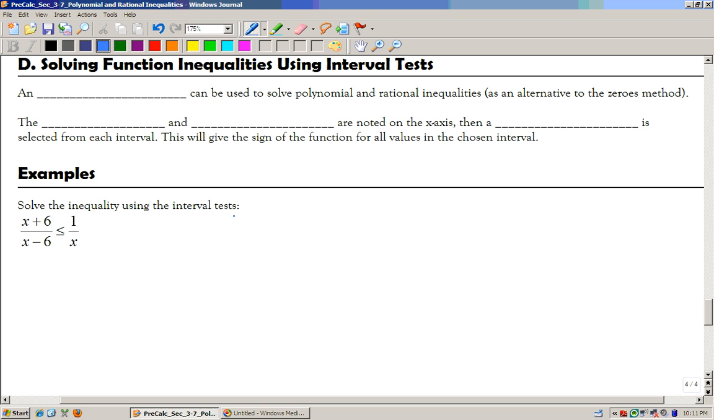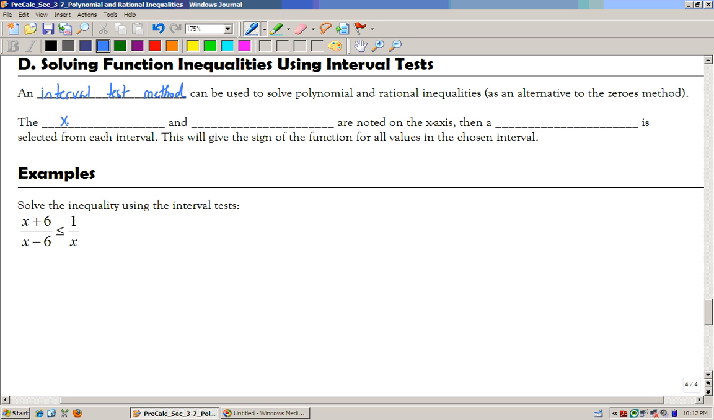Okay, section 3.7 part D, we're still going to be solving functions that are inequalities, but we're going to use a different process called the interval test. An interval test method can be used to solve polynomial or rational inequalities. This is just another method from the zeros method.